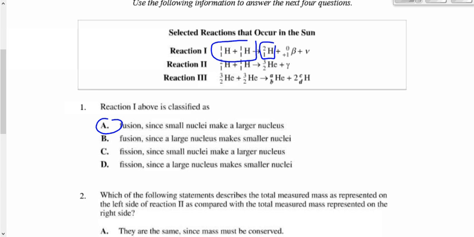Now, this is not the specific reaction that we looked at in class, because here you have a positron produced, right? And a neutrino produced. So this is not the reaction that we looked at in class. That's okay. It's not the exact reaction that we want to remember. It's the structure of the reaction that we want to remember. In the end, this is the same structure where we have 2 light nuclei forming 1 heavier nucleus. So the answer is A.